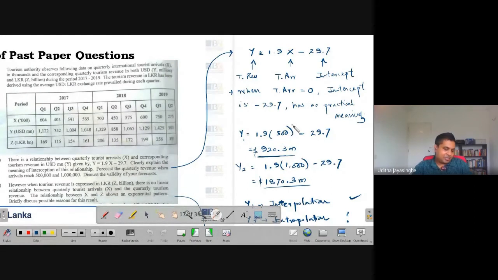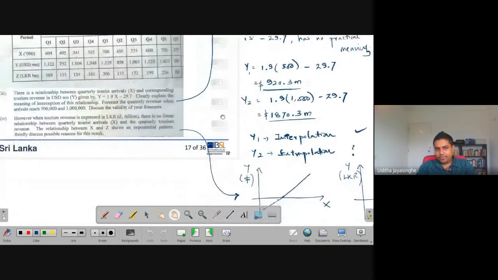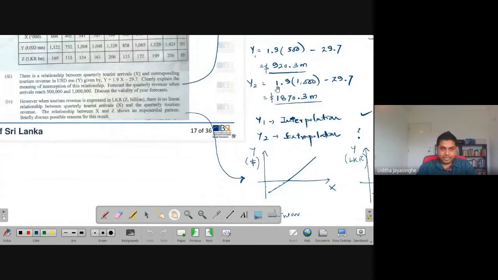Now this is the most interesting part. If you plug in 500,000, your answer is going to be wrong. You can't minus 29.7 from 500,000 and say absolute dollars this much, because this 29.7 is defined for y in millions and tourist arrivals in thousands. So y is going to be almost 920 million. Similarly, for arrivals of 1 million, you put 1000 here; the last three zeros are taken off. This is going to be equal to 1803 million.